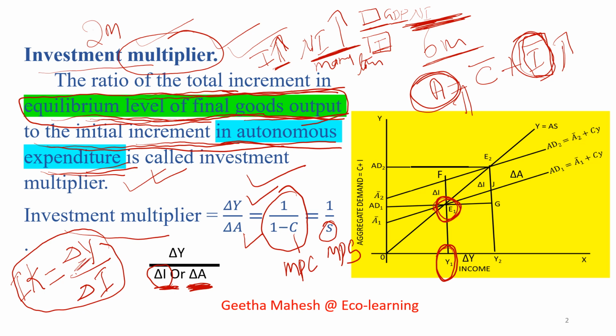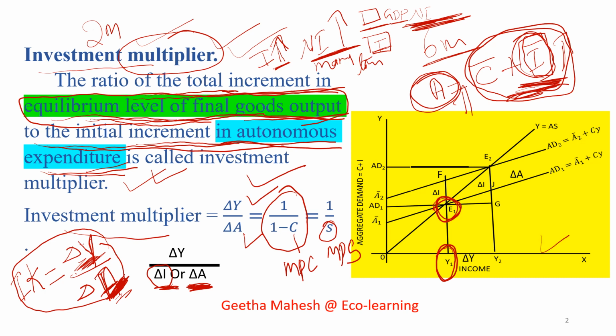It is a ratio between the equilibrium level of final goods output, which is denoted by Y, and the initial increment in autonomous expenditure, which here we have taken as investment. You can write it either as autonomous expenditure or as change in investment. Here you can see autonomous expenditure is changing due to change in investment. You can consider that too. Dear students, we already discussed the effect of change in autonomous expenditure on level of output and income in the previous video. You can refer to that too.